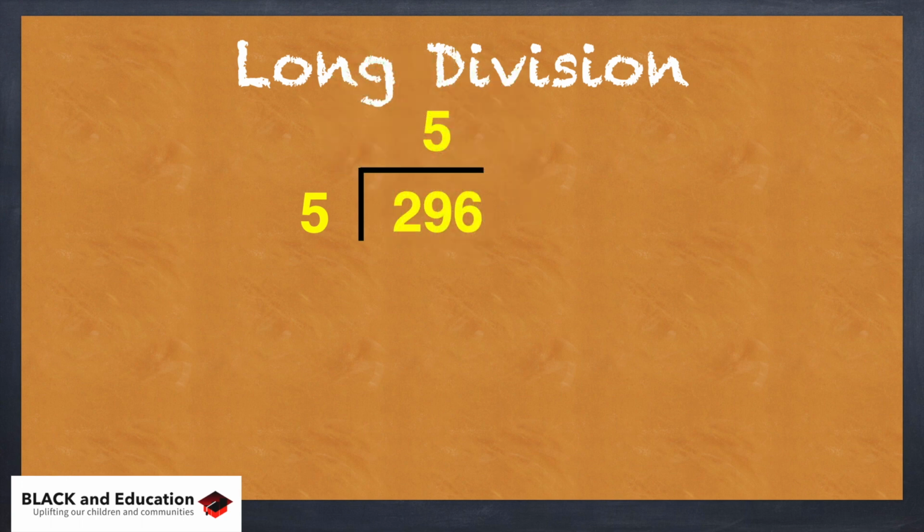Since it can't go into 2, we know that 5 can go into 29, and it can go into it 5 times. So 5 times 5 is 25. So we're going to take that 25, we're going to subtract that 25. We're going to do 29 minus 25, and that's going to give us a 4 there.